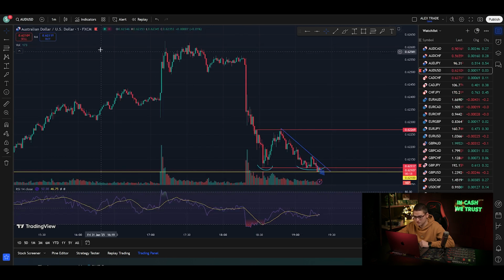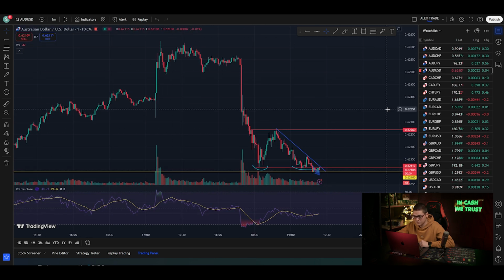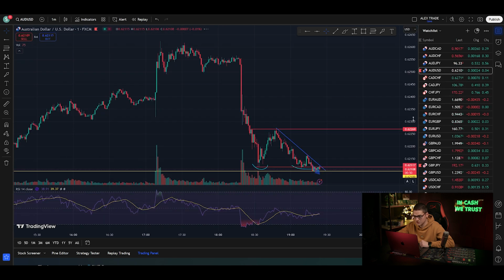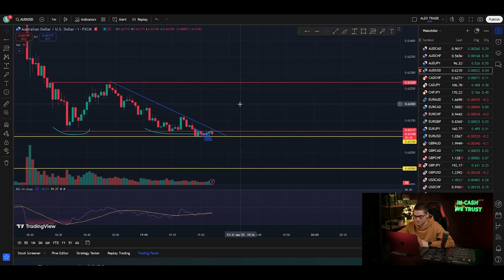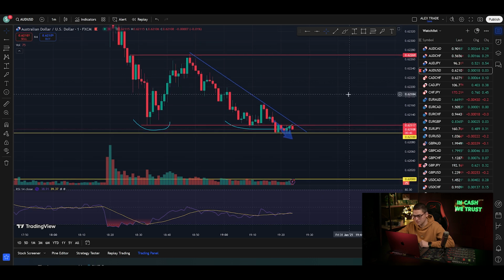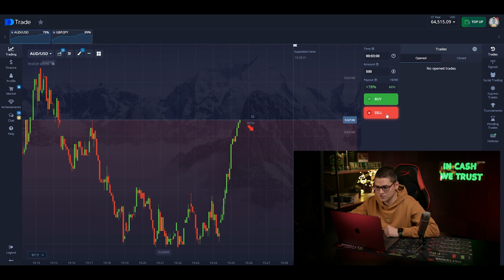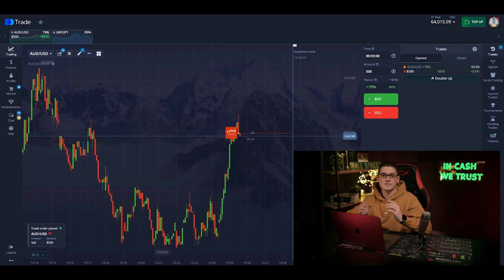Let's go back to the Australian dollar and the US dollar, and let's wait a bit. We can see that the price is in a small range near the level. This is a good signal that the price is about to break out. The volumes are small but quite stable. So, let's switch to the trading terminal and of course open a short position with a volume of $500.